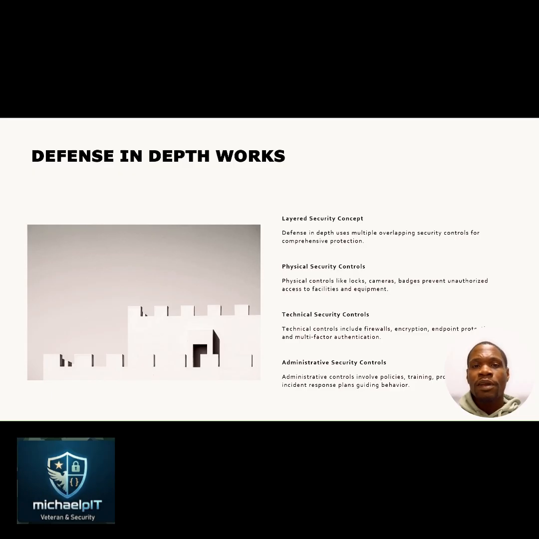Physical controls. These prevent unauthorized physical access to facilities and equipment. Think of things you can touch, like locks, security badges, cameras, and physical barriers. Technical controls. These use technology to protect systems and data. This includes your firewalls, encryption, endpoint protection like antivirus, and MFA, the multi-factor authentication we just discussed. And then there are administrative controls. These are the human side of the castle. They consist of policies, procedures, security training, and incident response plans that guide how people behave within the system.